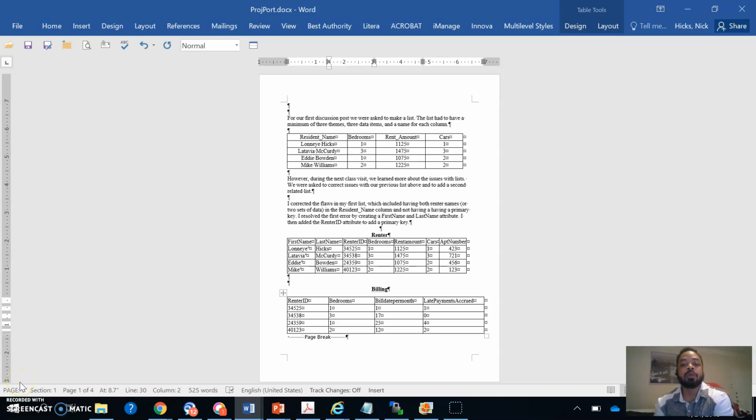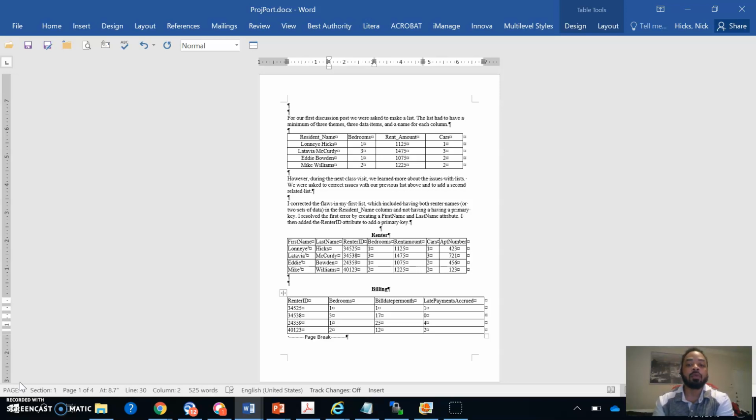For our first discussion post, we were asked to make a list. The list had to have a minimum of 3 themes, 3 data items, and a name for each column. Apartments was something that was really on top of my mind because just before the class started, I was apartment hunting. I stayed where I am, but it was something that was really relevant to me at the time.